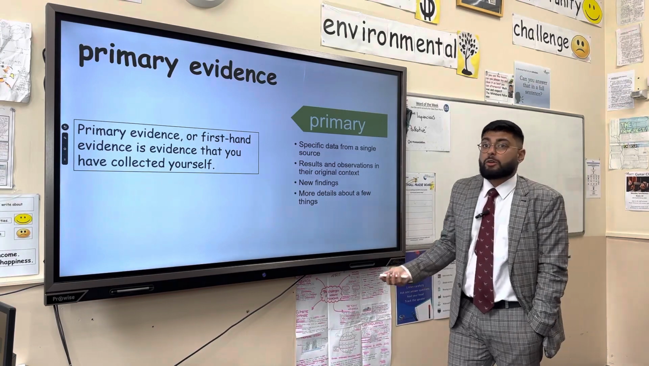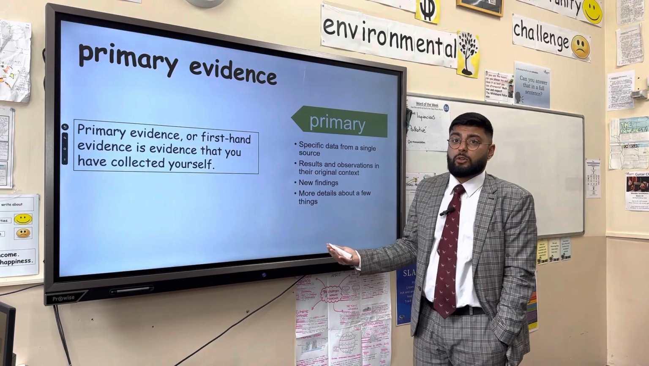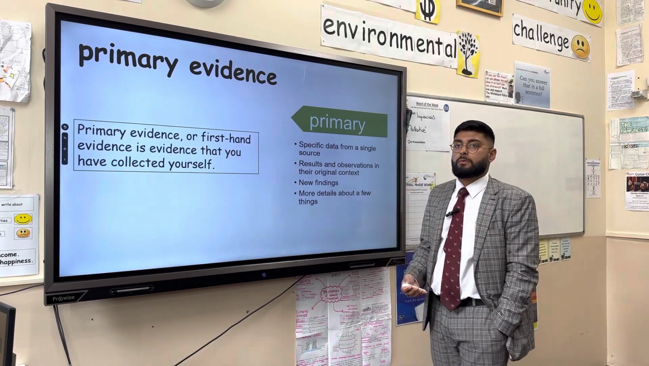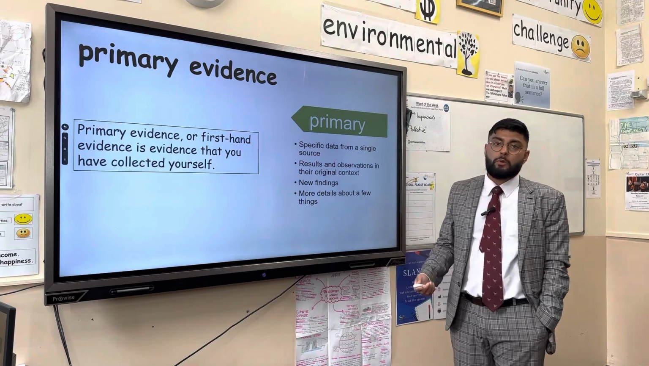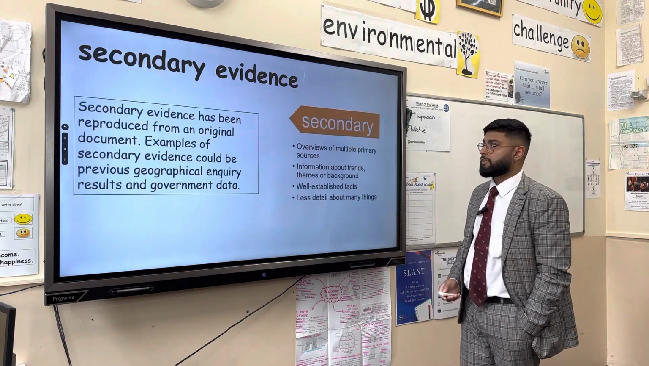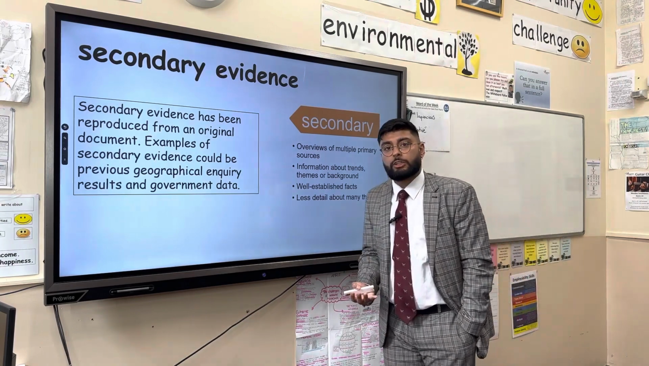Primary evidence. This is known as first-hand evidence that you have collected yourself. So our river measurements at Cardamel Valley and our environmental quality survey are primary evidence because we went and collected those ourselves. Whereas secondary evidence is reproduced from an original document.